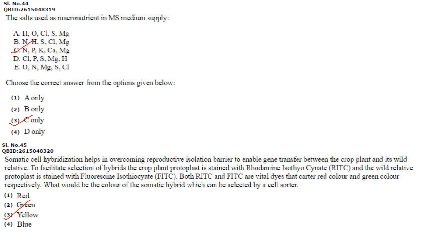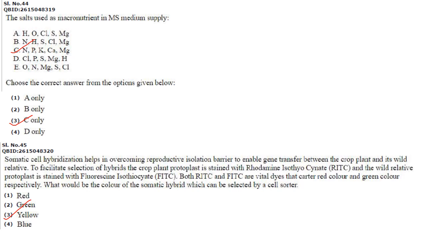Somatic hybridization is a process of fusion of somatic protoplasts from two different plant species or two different plants. So that is somatic cell hybridization, and it helps in overcoming reproductive isolation barriers, and it allows gene transfer between a crop plant and its wild relative. So what they did was they wanted to conduct a somatic cell hybridization experiment between a crop plant and its wild relative. So they have to select for the heterokaryon after this somatic cell hybridization.